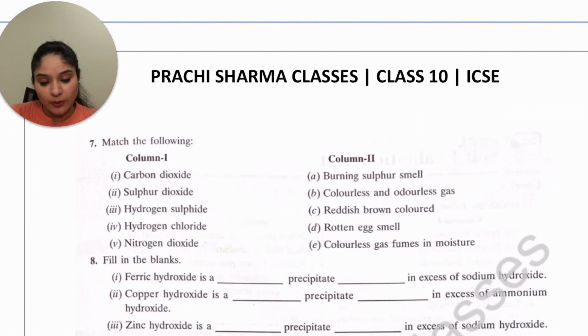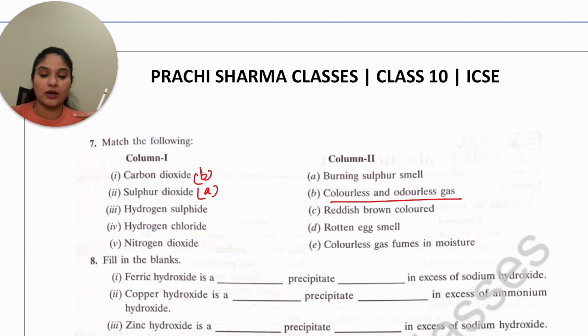If we think about this, carbon dioxide is a colorless and odorless gas, so this would become B. Sulfur dioxide has a burning sulfur smell, so A. Hydrogen sulfide, if you think about it, has a rotten egg smell. So you will have D right here. Then hydrogen chloride, HCl. So that will have what? Think about it, students.